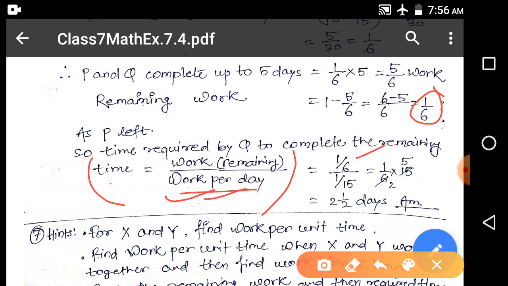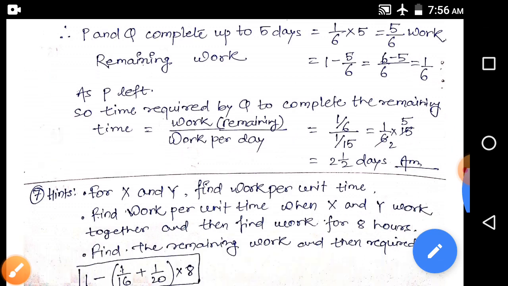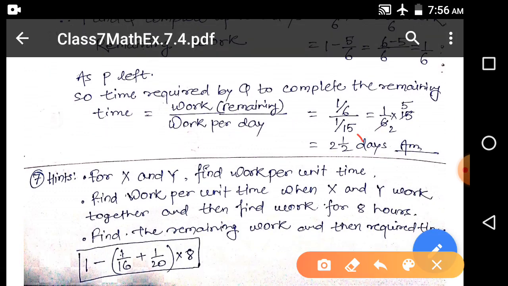So 1 by 16 is the remaining work and 1 by 15 is the part of work completed by Q in 1 day. So if we solve this, we will get this. So 2 whole 1 by 2 is our answer. That is, 2.5 days Q takes to complete the remaining work.